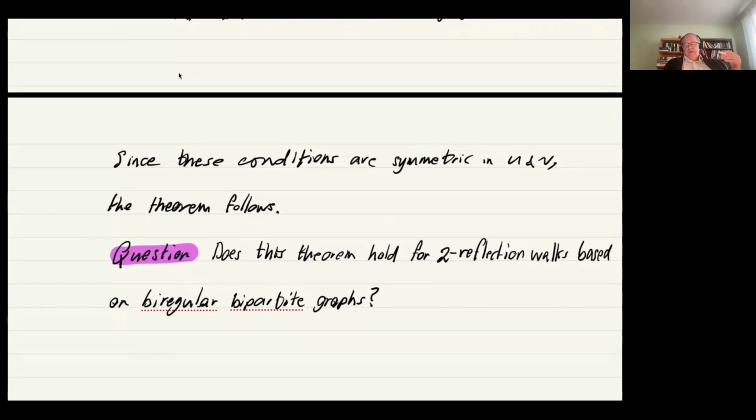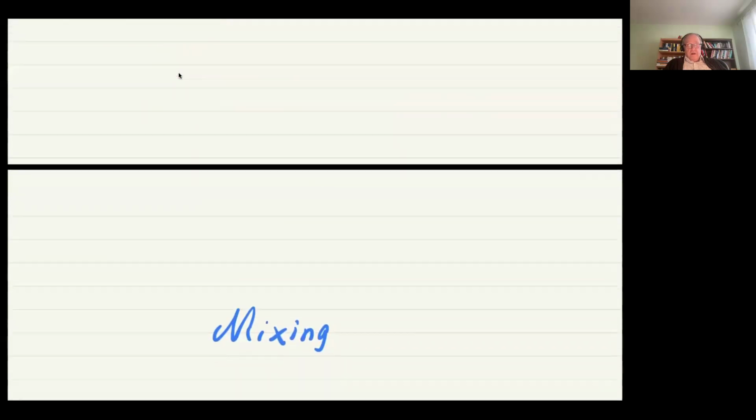Okay, and there are lots of special cases. And so it seems plausible that this result would hold for the bipartite walks in the biregular case. But Tina swanned off to Germany, so I can't make her do that. So, okay, leave it at that.